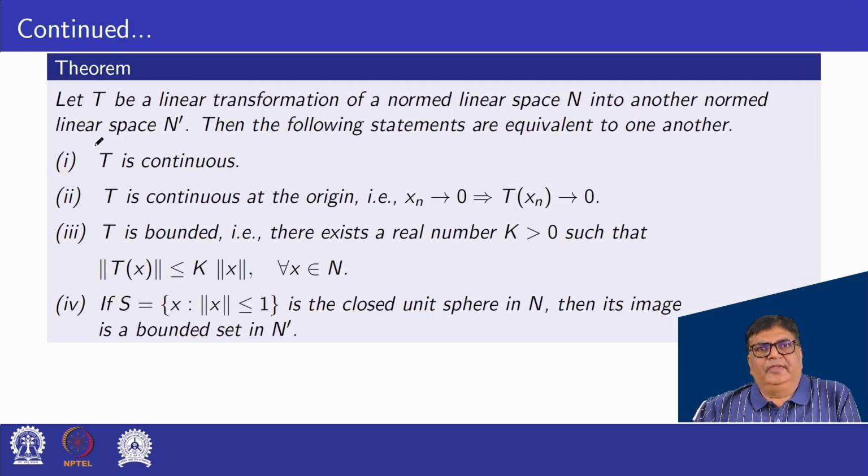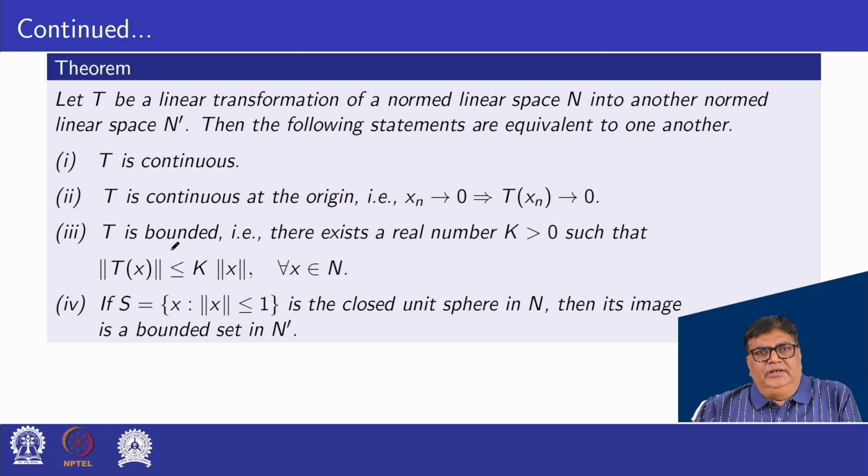Next theorem. Let T be a linear transformation of a normed linear space N into another normed linear space N dash. Then the following statements are equivalent to one another. First, T is continuous. Second, T is continuous at the origin, that is, sequence xn tends to 0 implies that Txn tends to 0, as n tends to infinity.